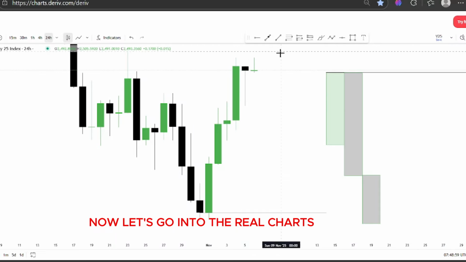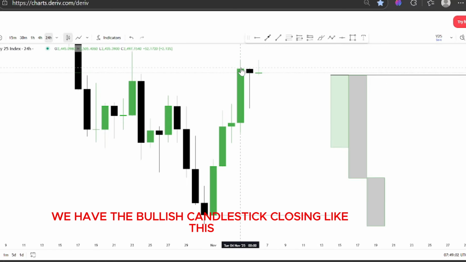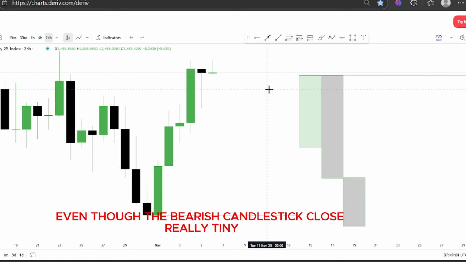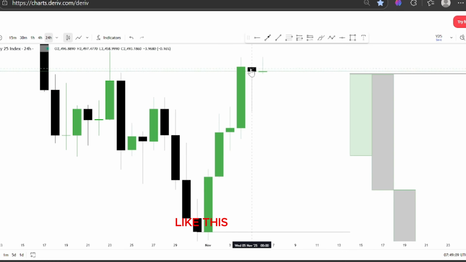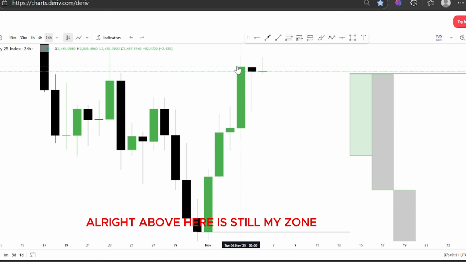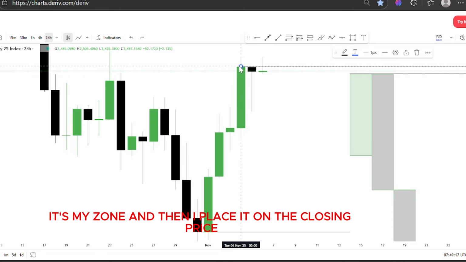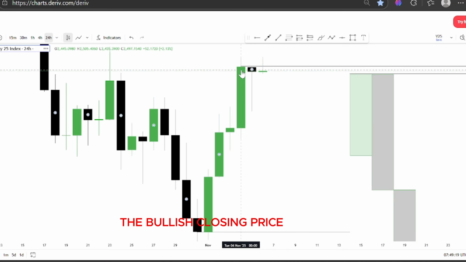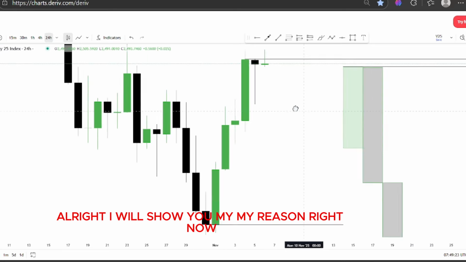Now let's go into the real chart. At this level, we have the bullish candlestick closing like this, and we have a bearish candlestick. Even though the bearish candlestick closed really tiny like this, above here is still my zone. This level here is my zone. And I place it on the closing price, the bullish closing price, not the bearish closing price. All right, I'll show you my reason right now.